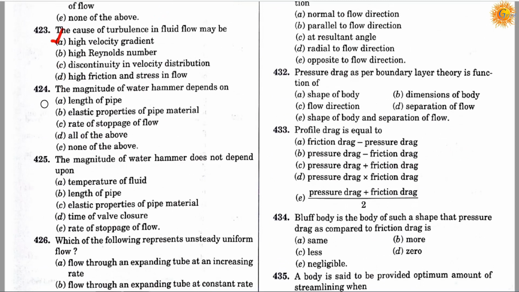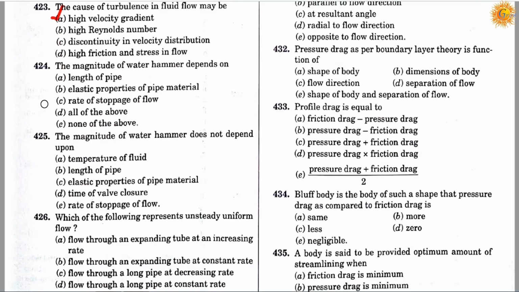Question number 424. The magnitude of water hammer depends on: option A, length of pipe; option B, elastic properties of pipe material; option C, rate of stoppage of flow; option D, all of the above; and option E, none of the above. So correct answer is D, it's all of the above.